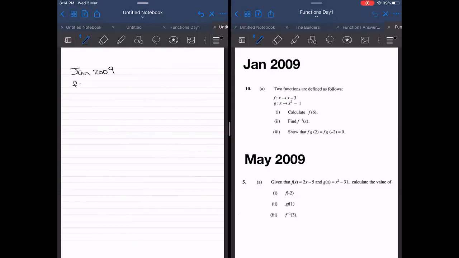Right, so we have f colon x is equal to x minus 3. And remember, I said another way we could write that is with the bracket. So even though they give it to me like this, I would actually rewrite it and say f of x is equal to x minus 3. And I would say g of x is equal to x squared minus 1.